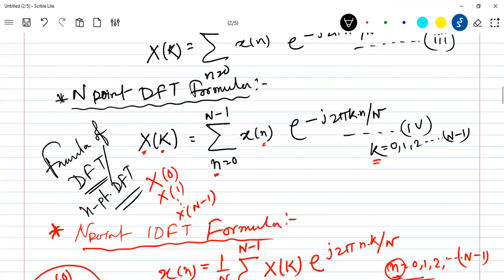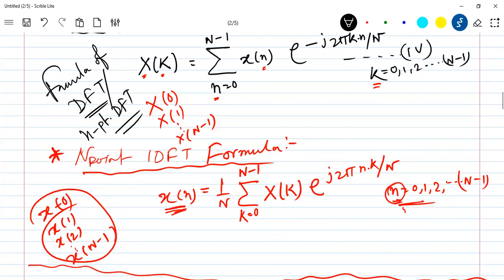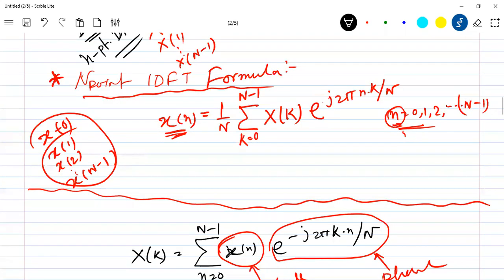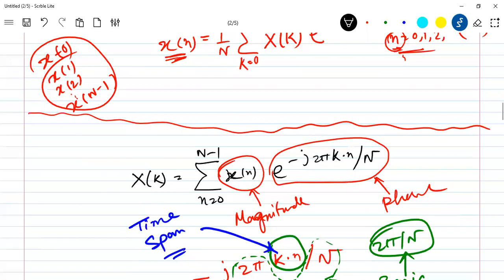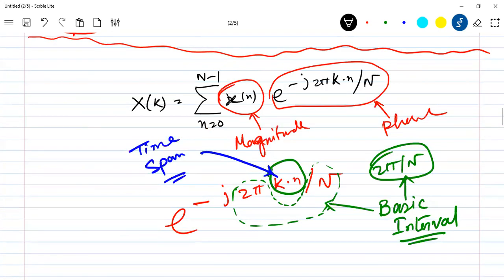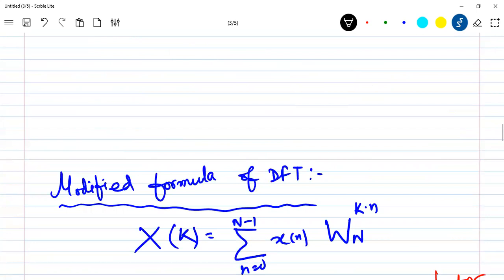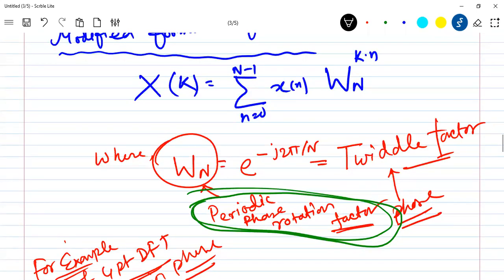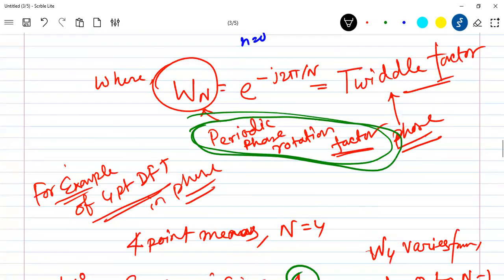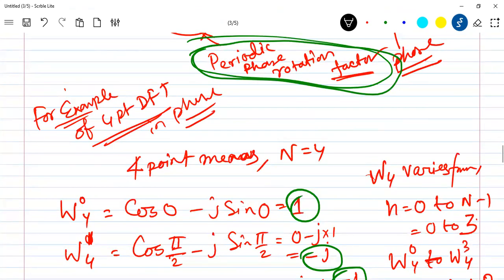When we have the DFT formula, we must have the inverse DFT formula, the IDFT, and based on the DFT formula we also found the IDFT formula. In the exam, I assure you, the proof of DFT or IDFT will not be asked. Then we saw the formula structure. In the DFT or IDFT, the first part we call the magnitude, the second part we call the phase, and then we split the phase part in terms of time span and basic interval. After that, we modified the DFT formula by introducing the twiddle factor, which is also called the periodic phase rotation factor. Based on it, we found the 4-point DFT value.